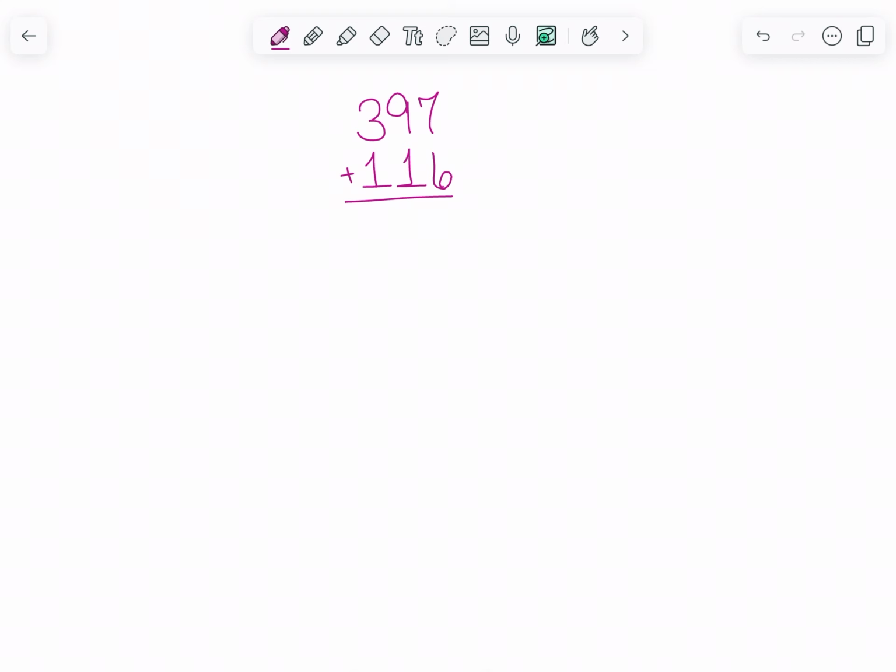Let's consider the problem 397 plus 116. We start by adding the ones digits. 7 plus 6 is 13. 13 is a single 10 and 3 ones. So we write down our 3, the ones digit, and we regroup the 1, the tens digit, to the tens place. That tends to look like this. We write the 3 down underneath the 7 and 6. And then the 10, we write above the tens place to indicate that we have an extra 10.